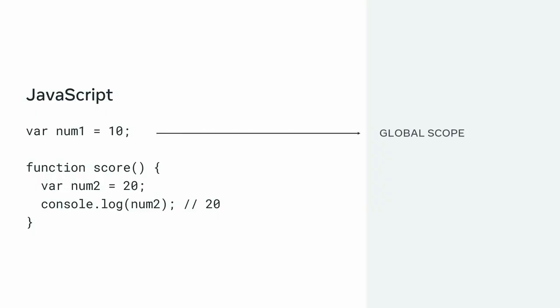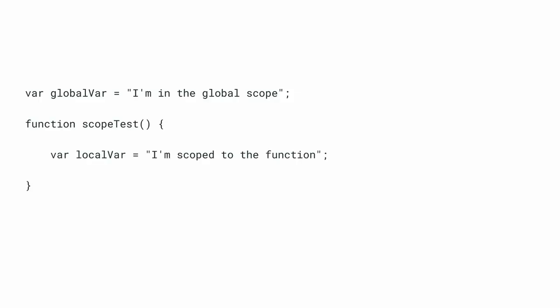For example, the code that exists outside of a function is referred to as global scope, and all the code inside of a function is known as local scope, or function scope. If a variable is defined within a function, then you can say it's scoped to that function. This is also known as local scope. For example, I could define a variable named local var and place it within a function. I could then say that this variable is scoped to the function in which it was created.